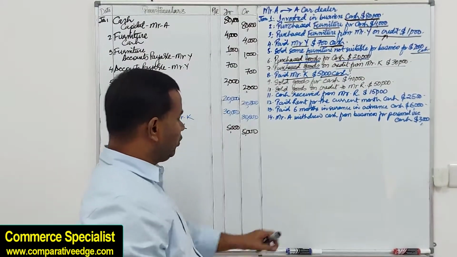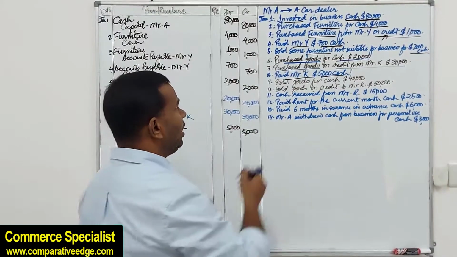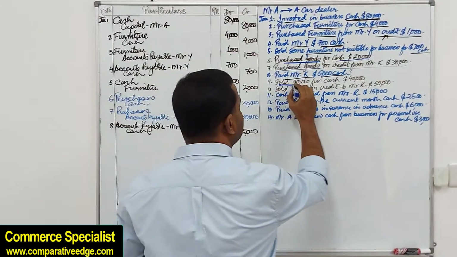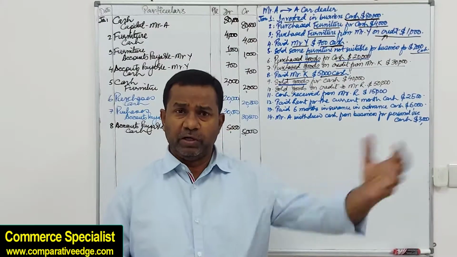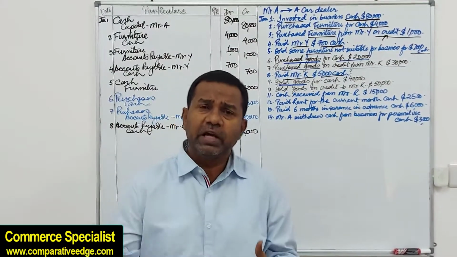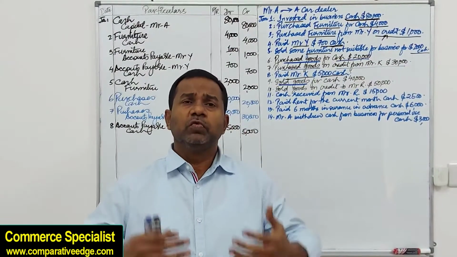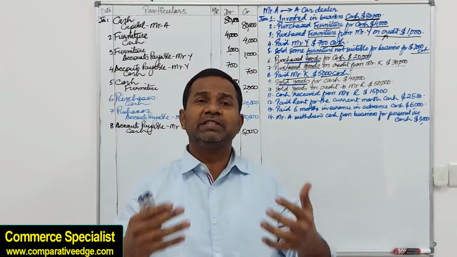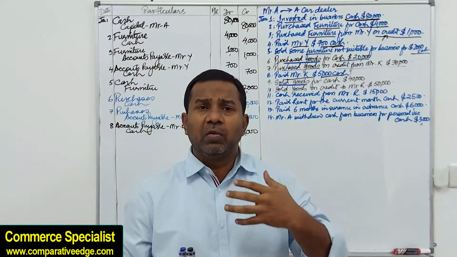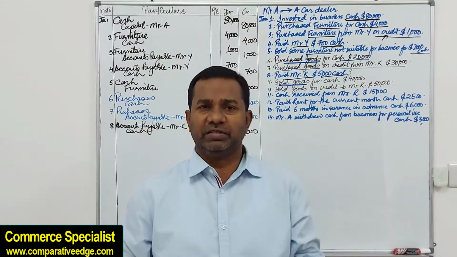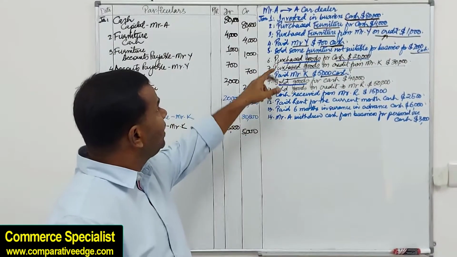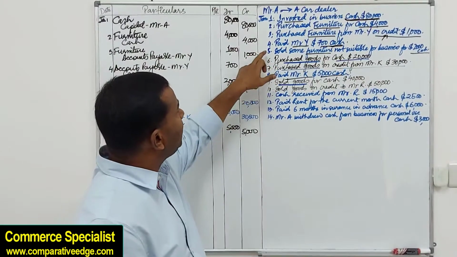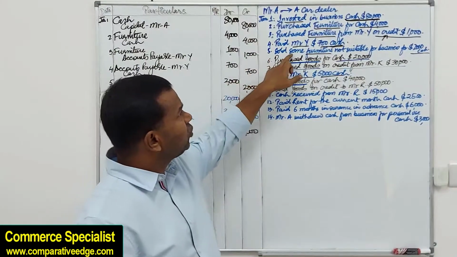Transaction number 9 requires special attention because this time we are selling goods. We purchase goods because we wanted to sell. Now we are selling. So whenever we sell, we get the money. The money coming in is known as income. So the more we sell our goods, our income increases. But that's different from transaction number 5. See, it says sold furniture.